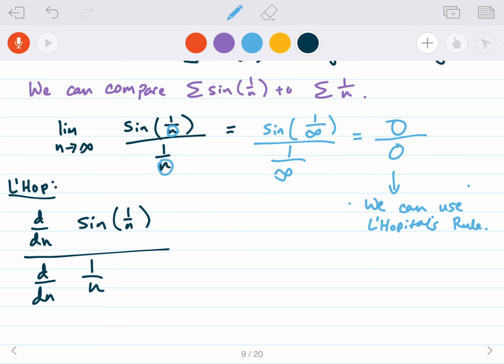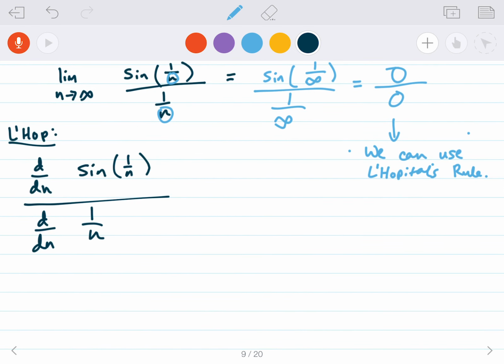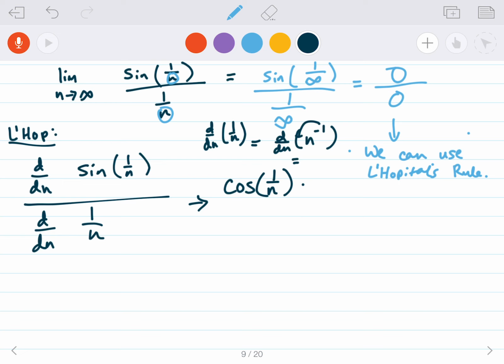Okay. All right. So the derivative of the top, we have to use the chain rule, right? Because we have an inner function and an outer function. Our outer function is sine of n, our inner function is 1 over n. So the chain rule says take the derivative of the outer function. So the derivative of sine is just cosine. Leave what's on the inside. And then we're going to multiply by the derivative of 1 over n. Now the derivative of 1 over n is just the derivative of n to the minus 1. And we can use the power rule here. The power rule says I can move the exponent to the front and subtract 1. So the derivative of n to the negative 1, or 1 over n, is going to be negative 1 n to the negative 2.